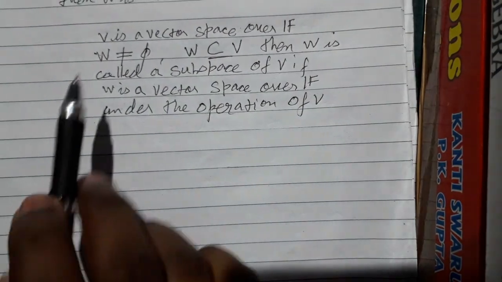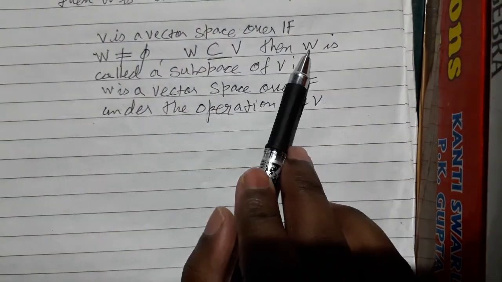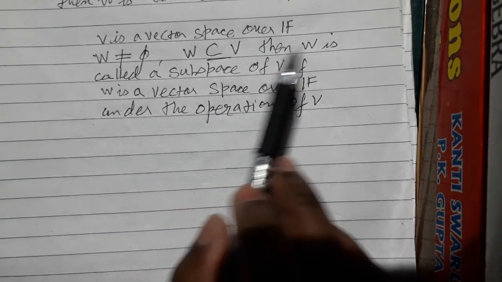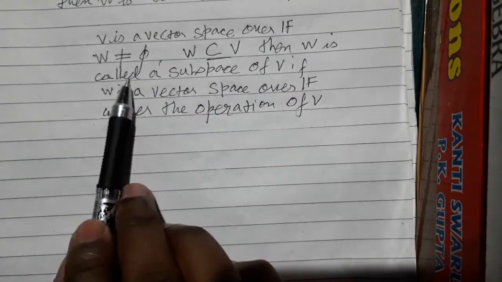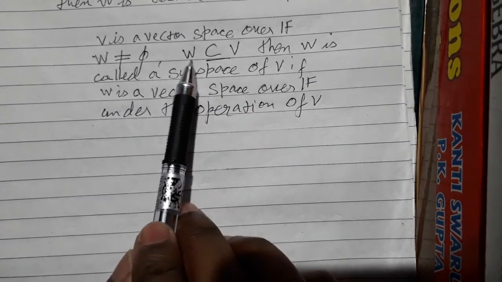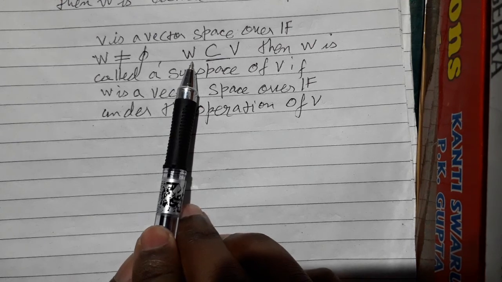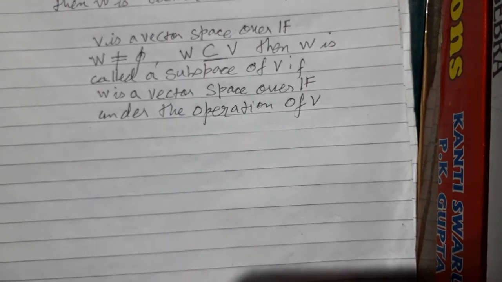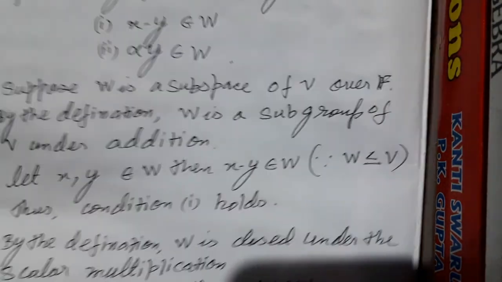So V should first of all be a vector space, W should be non-empty, and W should be a subset of V. Then W is called a subspace of V only if W is forming a vector space itself under the same operation of V. So that is about the subspace.